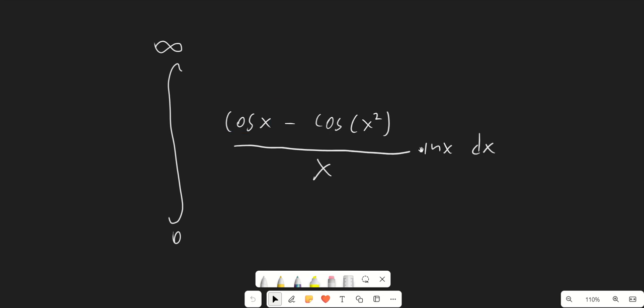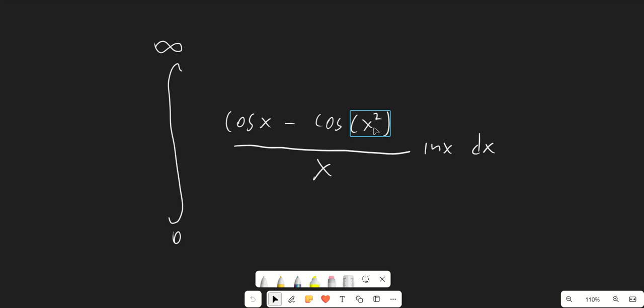So immediately right off the bat we have cosine x minus cosine x squared over x times ln x. Now whenever I have two functions that are subtracting each other and then multiplied by some power of x and ln x, I immediately start thinking about the Mellin transform. And in this case we can easily take the Mellin transform of cosine of x or cosine of x squared using Ramanujan's master theorem. So we're going to go ahead and do that.